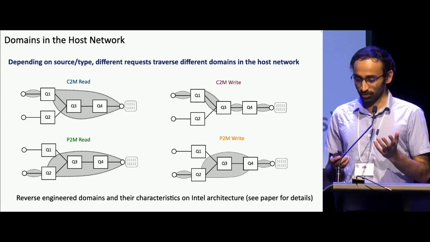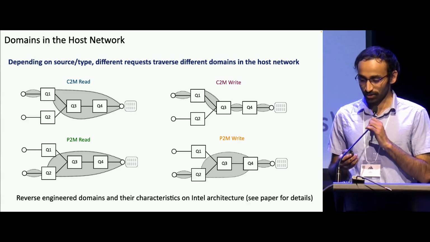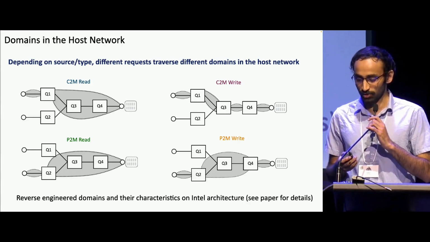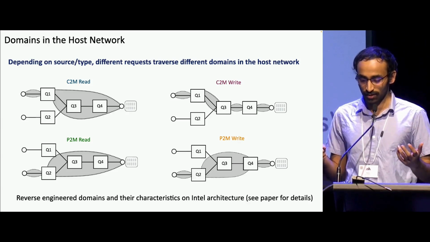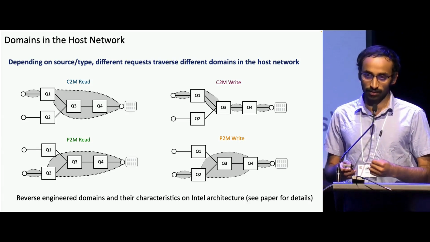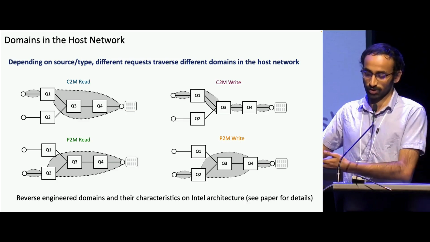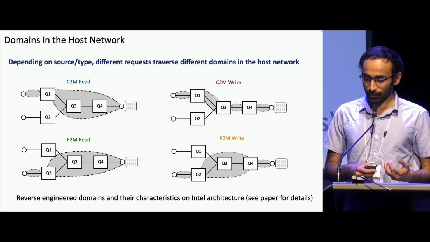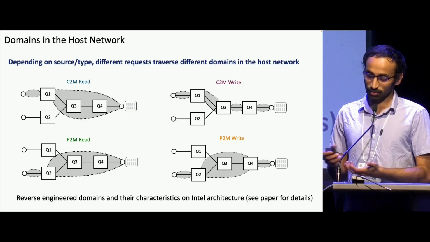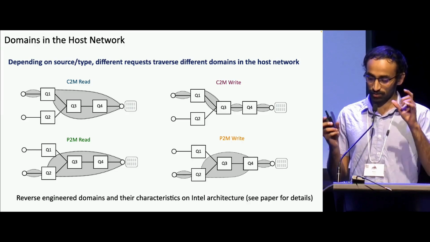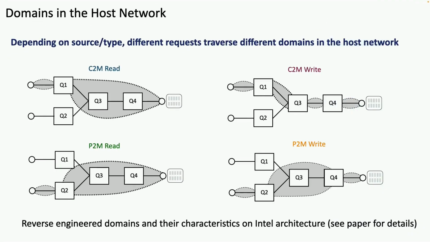And I'd like to note here, to give some intuition of why these things are different. For example, for reads, you can see that you have these big domains that go all the way to memory and come back. The intuition is that for reads, you typically have to wait until your request goes to memory and the response comes back. In the case of writes, that's not the case. Writes can be processed asynchronously, so you have these smaller domains. But it turns out that depending on whether the write comes from the CPU or from a peripheral, based on the semantics of the request, we see these different domains. Cool.